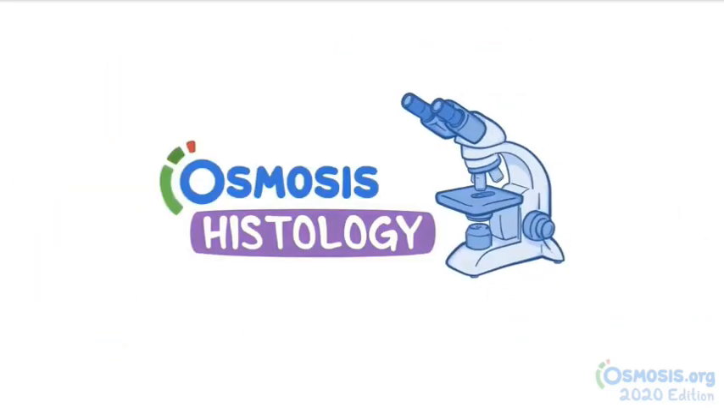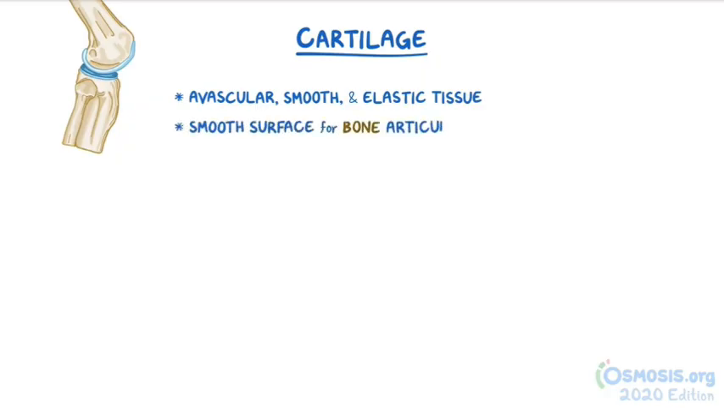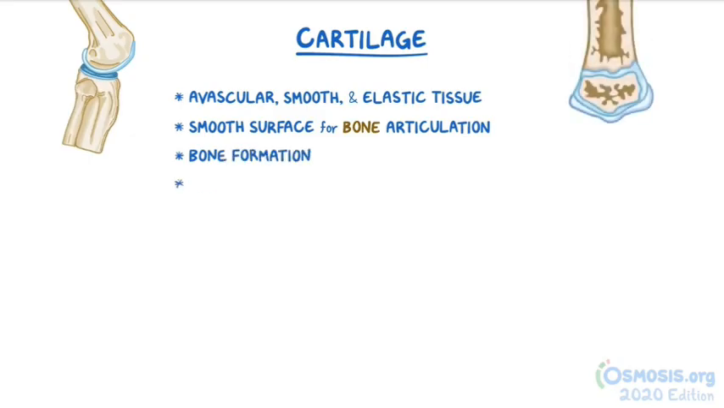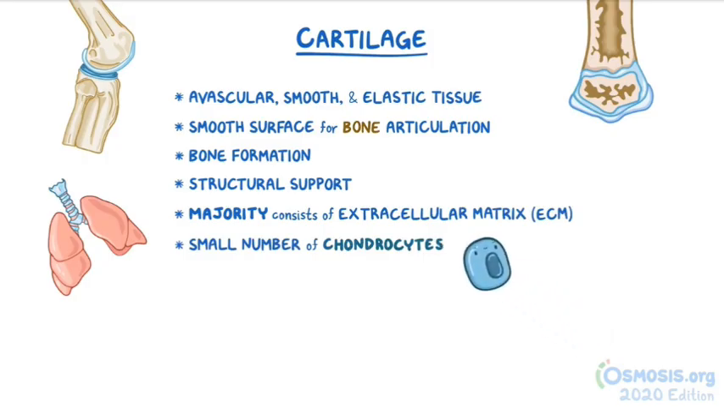Now, let's get a closer look. Cartilage is an avascular, smooth, and elastic tissue with various forms that allow it to function in a variety of ways. It can act as a smooth surface for bone articulation within joints, play a role in bone formation, and also provide structural support, such as the cartilage rings in the trachea. The majority of the tissue consists of extracellular matrix, or ECM, and only a relatively small number of chondrocyte cells. Mature chondrocytes are responsible for secreting and maintaining the extracellular matrix of the cartilage.